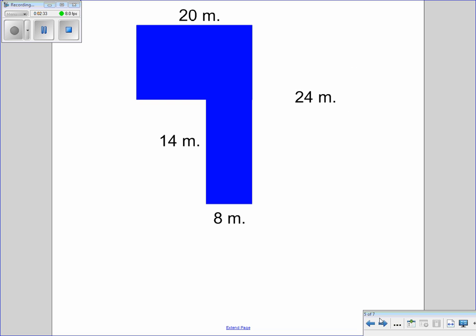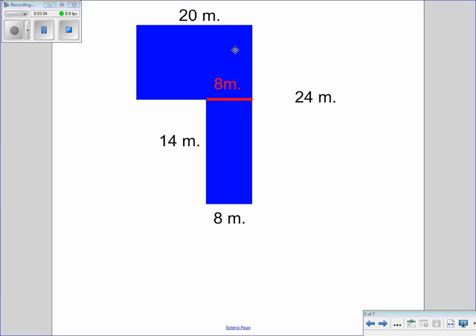Let's try another shape now that's not quite as easy. You have to divide this into shapes we know. Well, it looks like two rectangles. So let's see. We have one rectangle right there. And because this side is 8 meters, we know that that side has to be 8 meters. So right away, we can figure out that 8 times 14, that's our rectangle here. That's going to be 112.